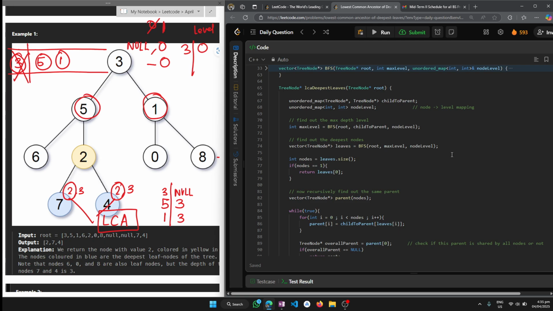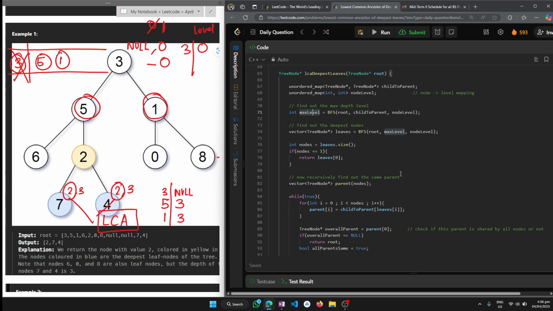All right. Having said that, what do we know? We know that this particular BFS function populated the child to parent mapping, and it also populated the node to level mapping. So which node is present at which level, right? And one thing which it also did, it told me the maximum number of levels that I have inside of whatever tree I'm working with, right?